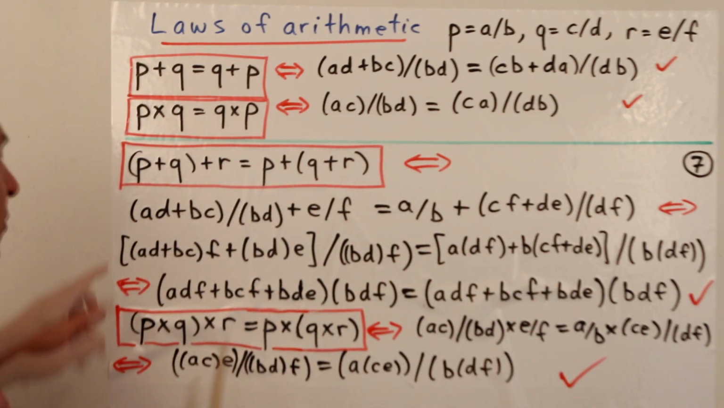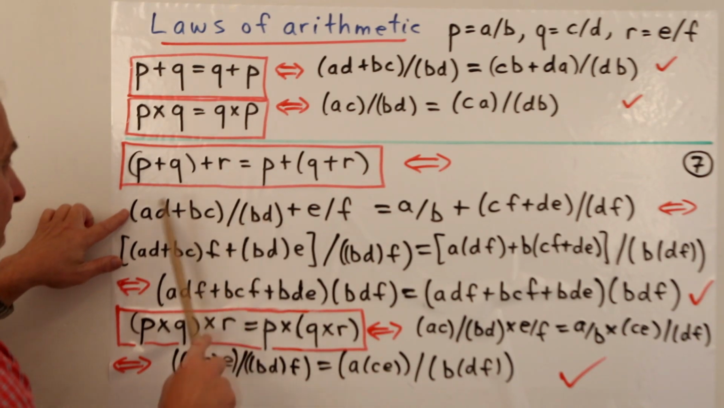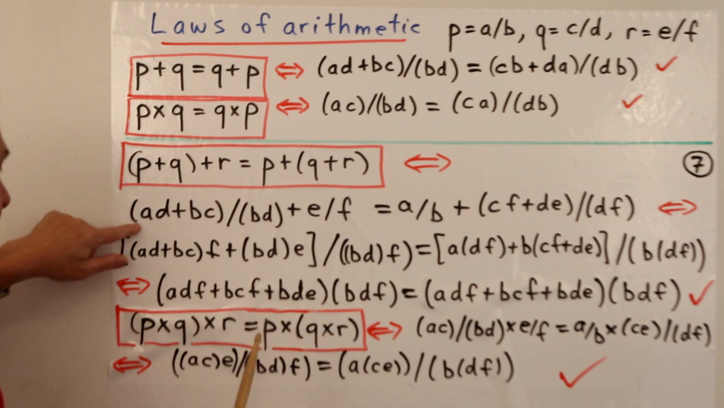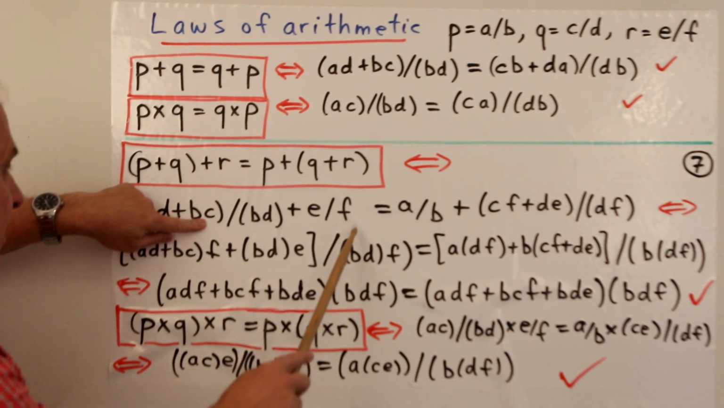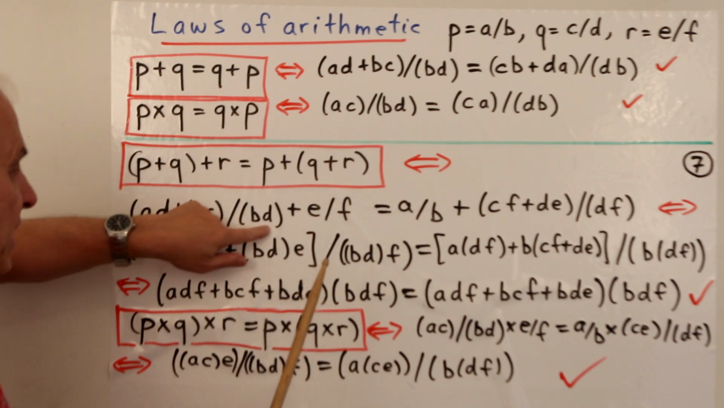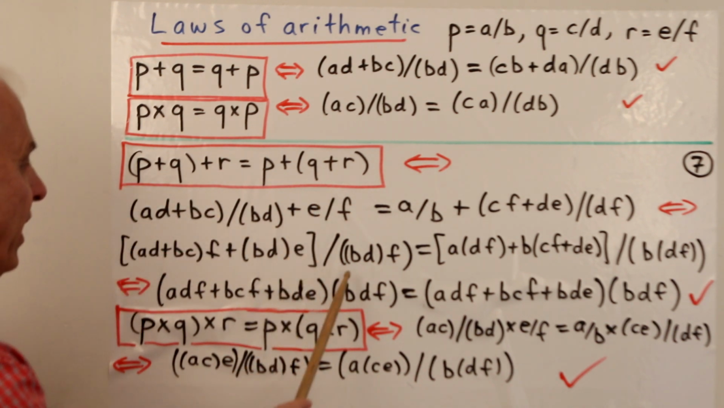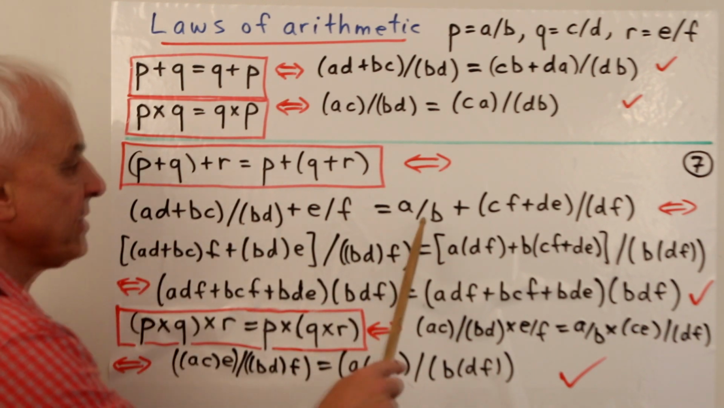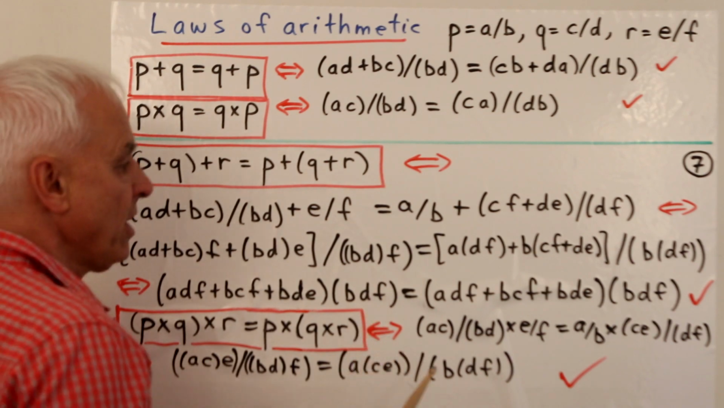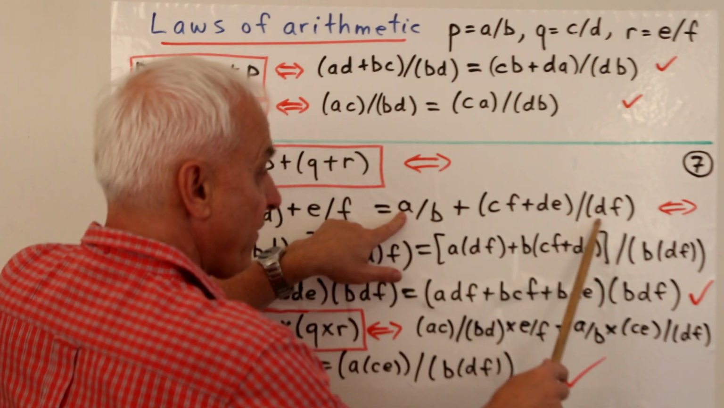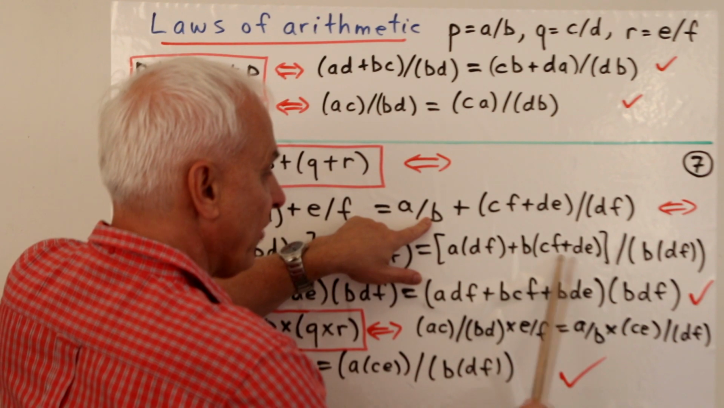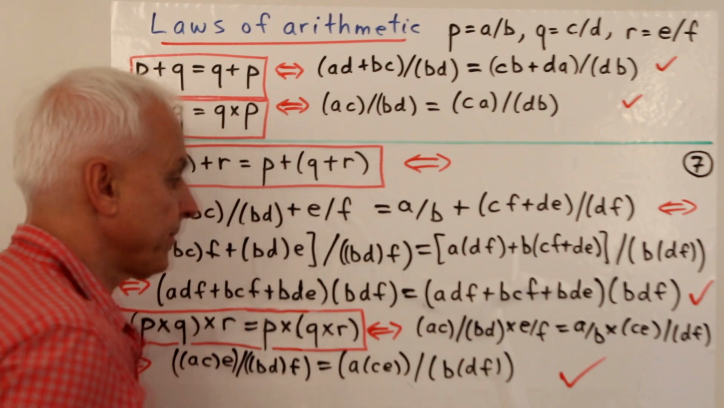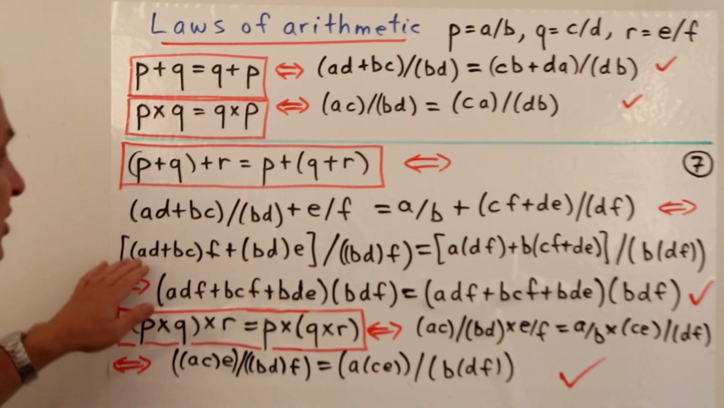Okay, so what is this left-hand side here? Well, that's one fraction plus another fraction. So the sum is the numerator here, (AD plus BC) times F plus BD times E. That's the top. And the bottom is BD times F. And over here, similarly, we combine these two using addition. So we get A times (DF) plus B times (CF plus DE) as the numerator there. And the denominator is B times DF. Okay, so these two fractions are equal.